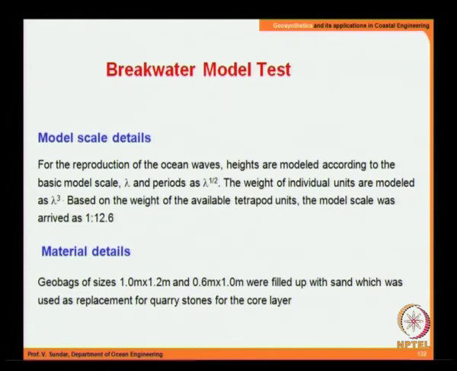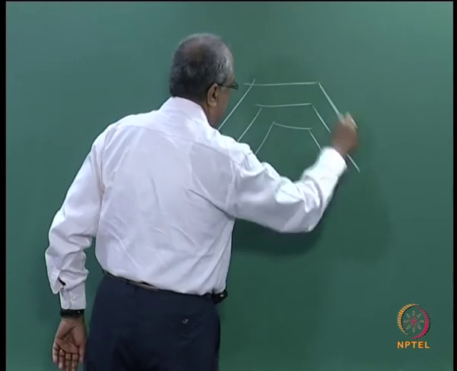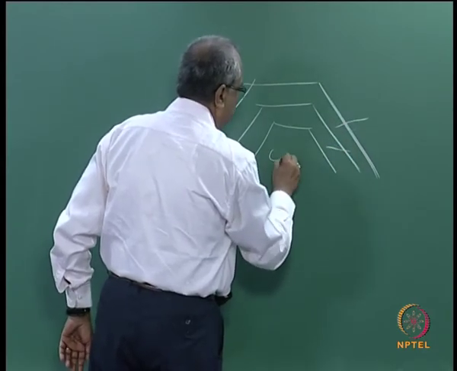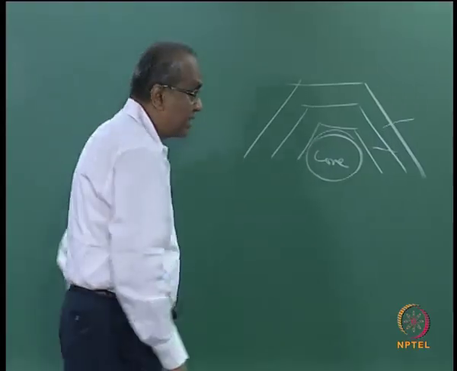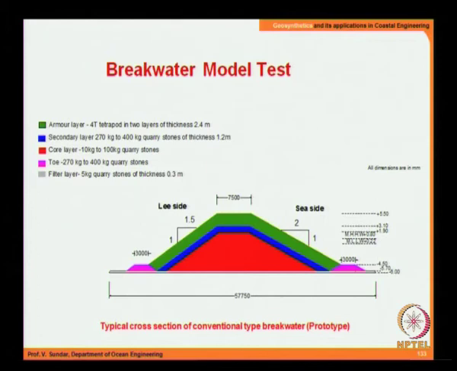1:12.6. The material geobags was provided, the sizes are given there, and these were filled with the sand which was used as a replacement for quarry stones. So instead of the core layer, as you would recollect, you have the armor, secondary, core. So this is replaced with the geobags, and this is the cross section in the prototype which we had adopted.